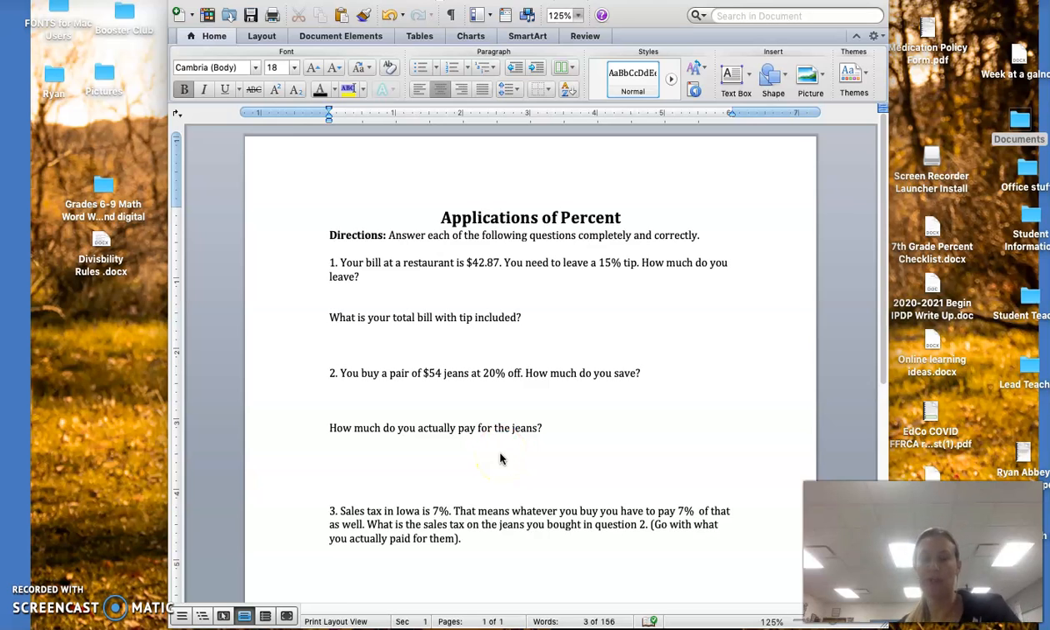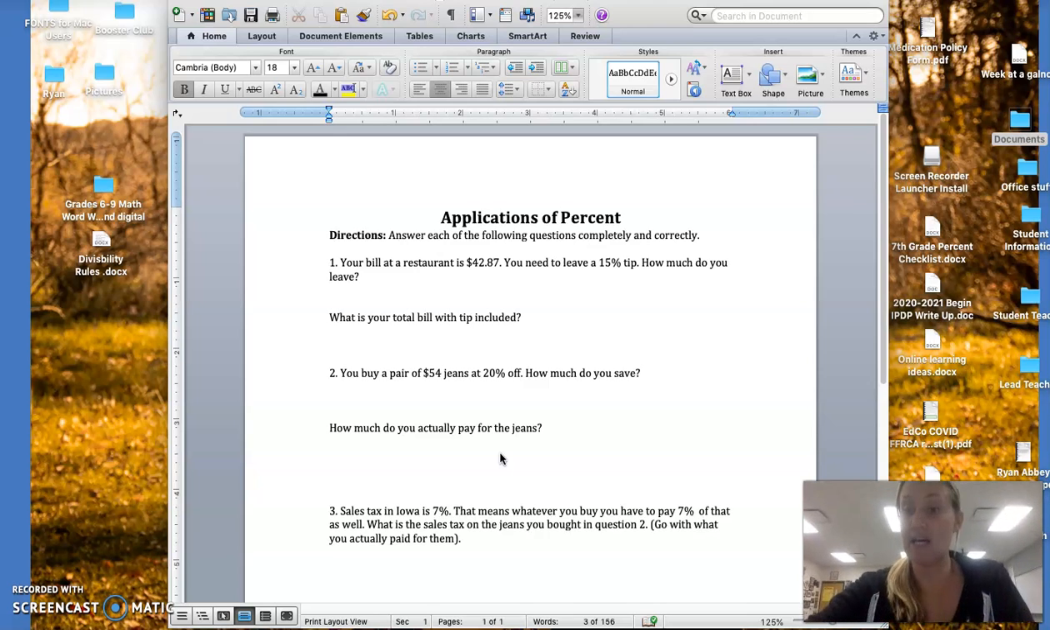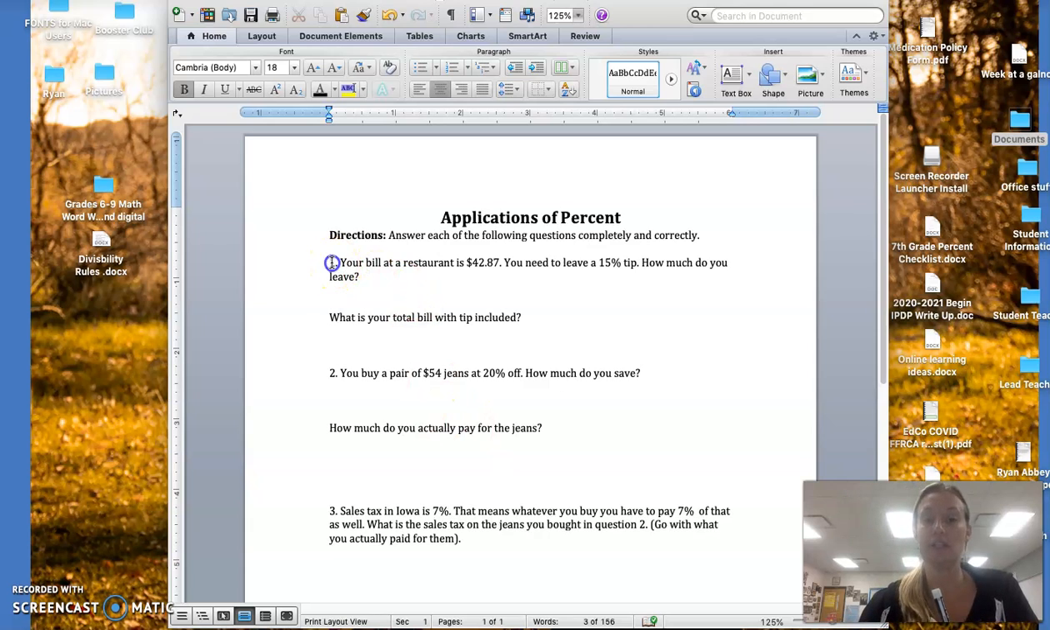Okay, so we're going to go through this note sheet of applications of percent. We're going to do what we did in the last couple of videos, which is either use proportions or equations to find the percent, find the part, or find the whole, depending on what the problem is asking us to do. So if we look at this first question here, your bill at a restaurant is $42.87. You're going to leave a 15% tip. How much do you leave?